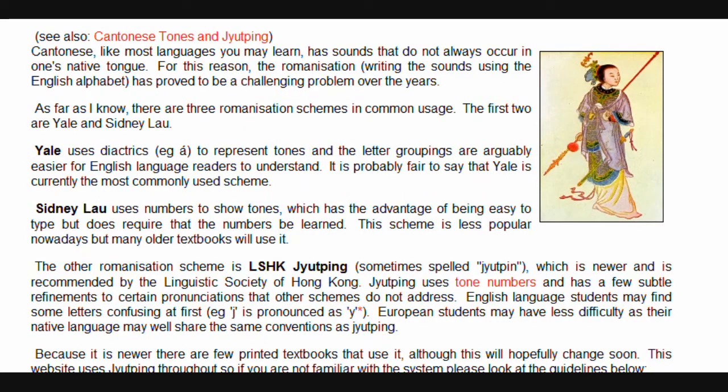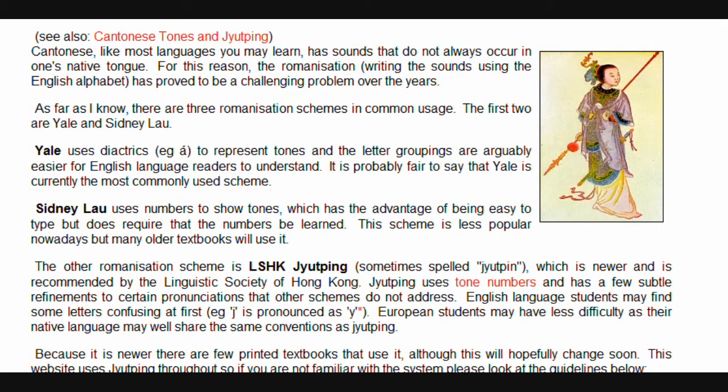Jyutping pronunciation guide. See also Cantonese tones and Jyutping. Cantonese, like most languages you may learn, has sounds that do not always occur in one's native tongue. For this reason, romanization, writing the sounds using the English alphabet, has proved to be a challenging problem over the years. As far as I know, there are three romanization schemes in common usage.